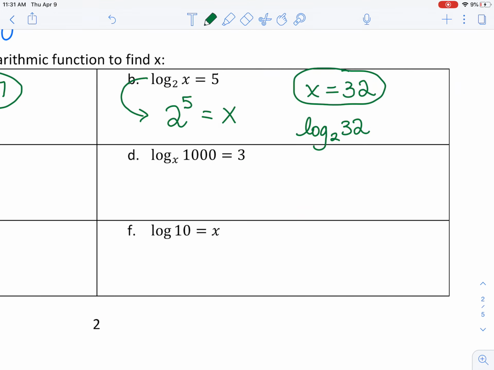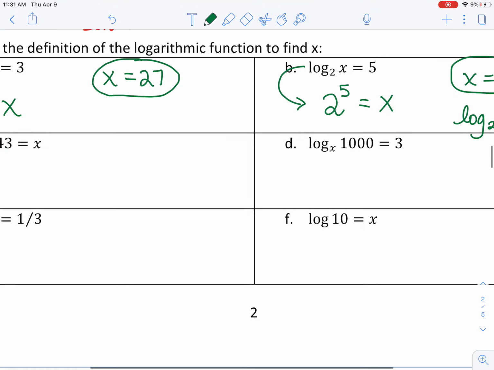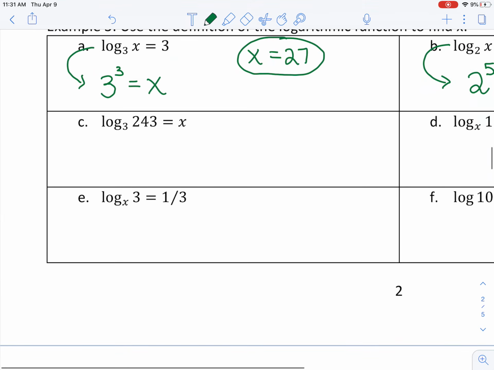I hope this is making sense. They look so different with this log expression, but they're not too hard, right? We're just going from one form to the other. All right, what about this? What's the base? Base is 3. The exponent is x, and that equals 243.